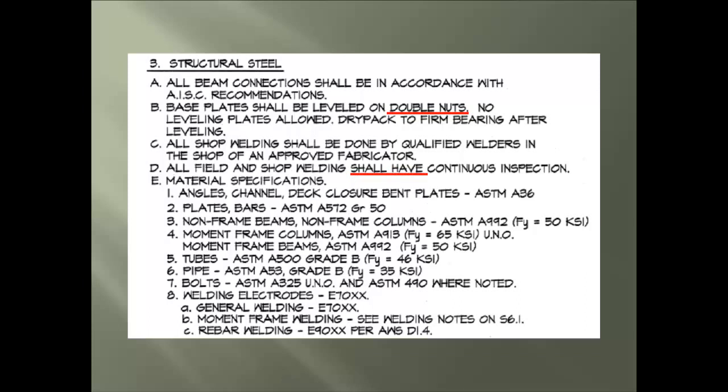All field and shop welding shall have continuous inspection. Notice how the non-frame columns are A992 steel and the moment frame columns are A913. And for the CWI inspector, if you think having a bolting certificate is not important, see how the bolts are A325 or 490. By code, they require continuous inspection.